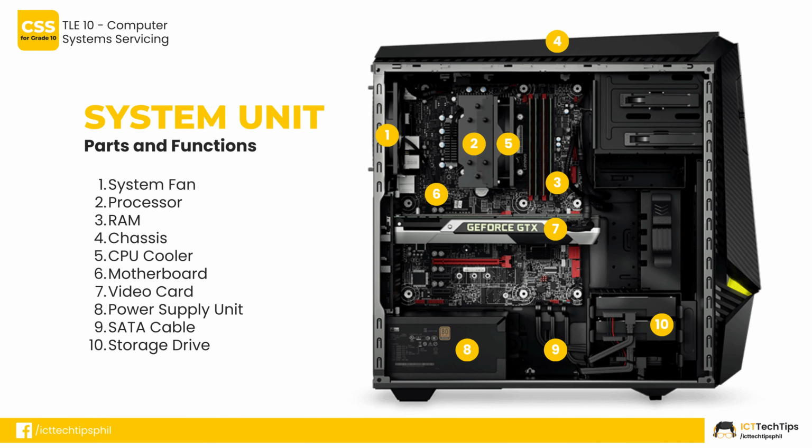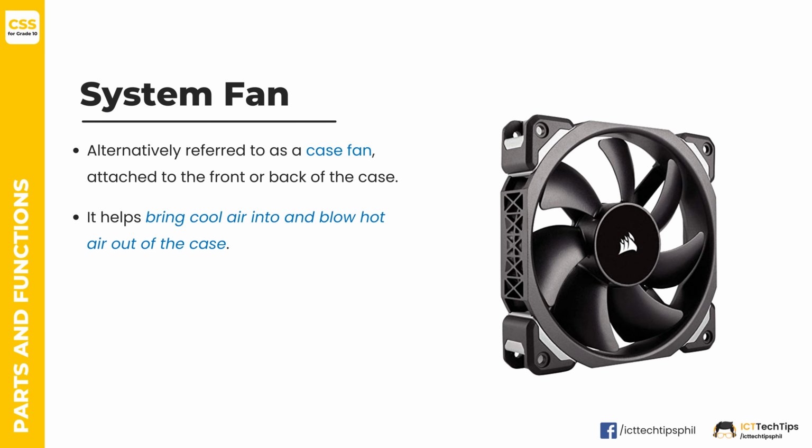These are the 10 common system unit parts that you'll be able to see on the modern desktop computer today. Number 1. System fan. Alternatively referred to as a case fan, attached to the front or back of the case. It helps bring cool air into and blow hot air out of the case.